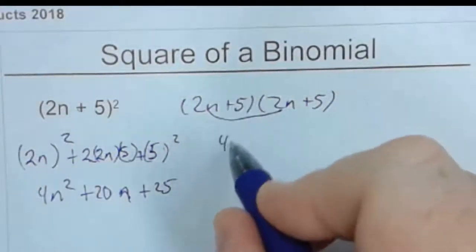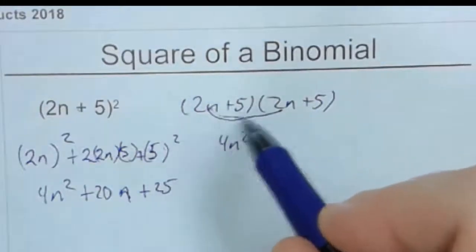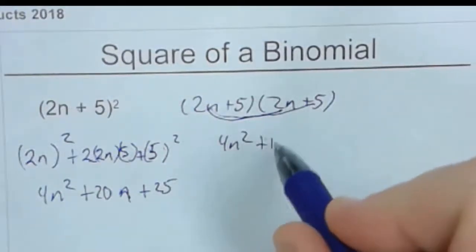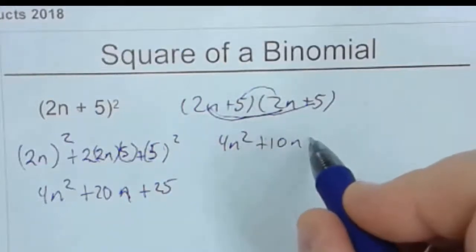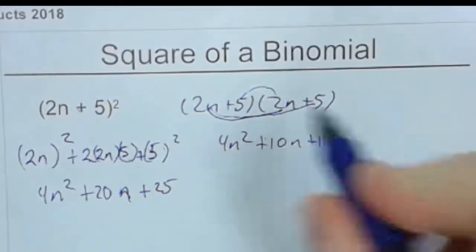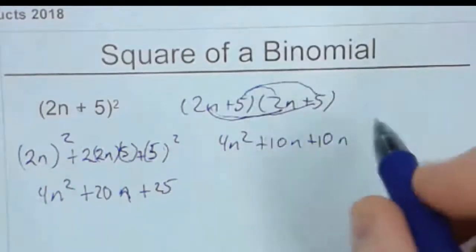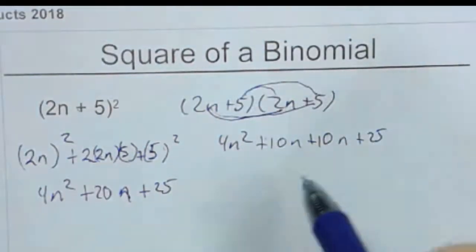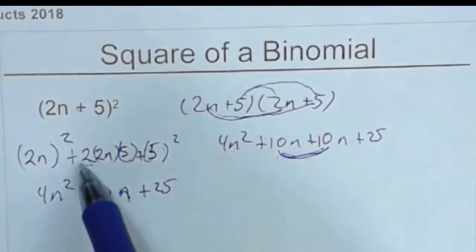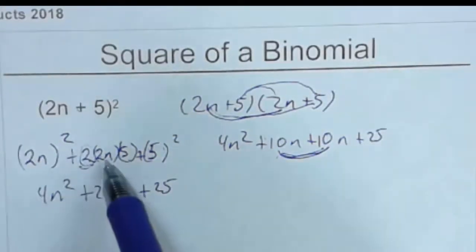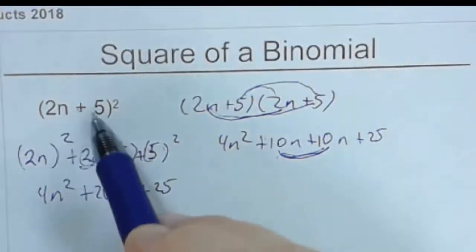2n times 2n is 4n squared, and then 2n times 5 is plus 10n, and then we're going to multiply here. 5 times 2 is going to give us the 10 plus the n again, and then the 5 times the 5 is going to give us a plus 25. And you can see we have two numbers in the middle that are exactly the same, and that's why we end up multiplying by 2 here, because 2 times 5 gives us the 10, but there are actually two of them when you square a binomial.